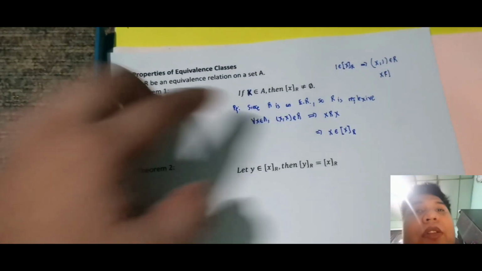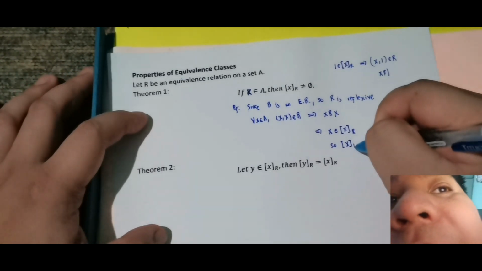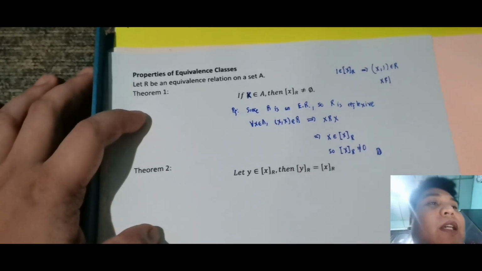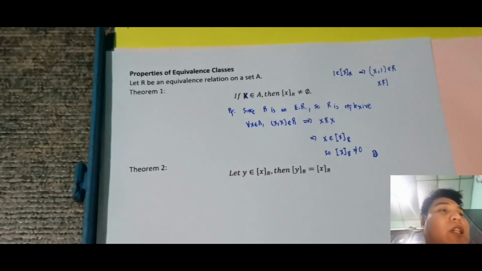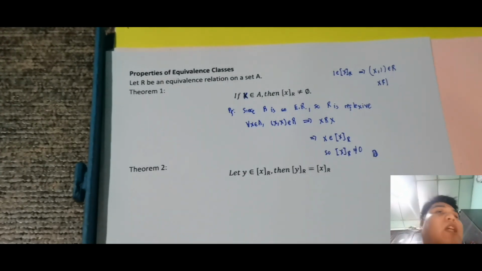What does this mean? x is related to x. So, the class represented by x is non-empty, and therefore this is done. It's that simple, because it has content. Who is the content? Itself. So it is impossible for it to be empty, so theorem number 1 is correct. If R is an equivalence relation, you have at least one distinct class representative, and it is non-empty. So it's impossible to have an empty class there.